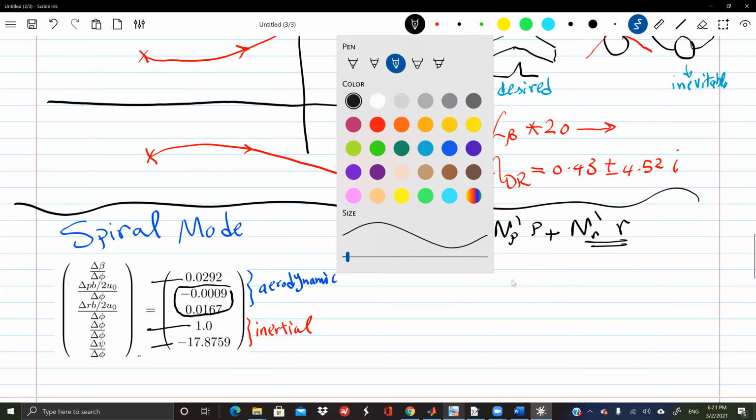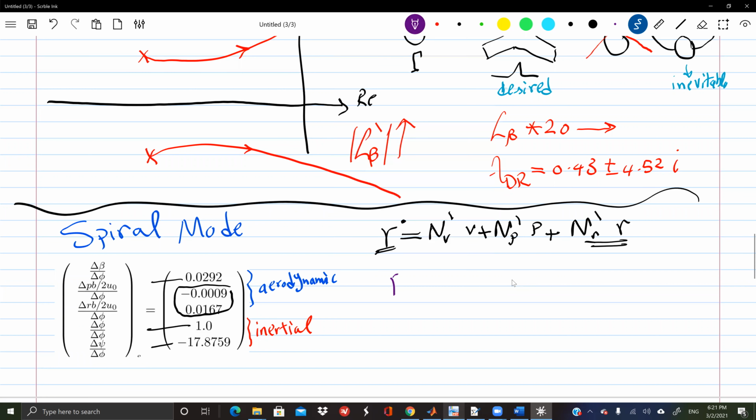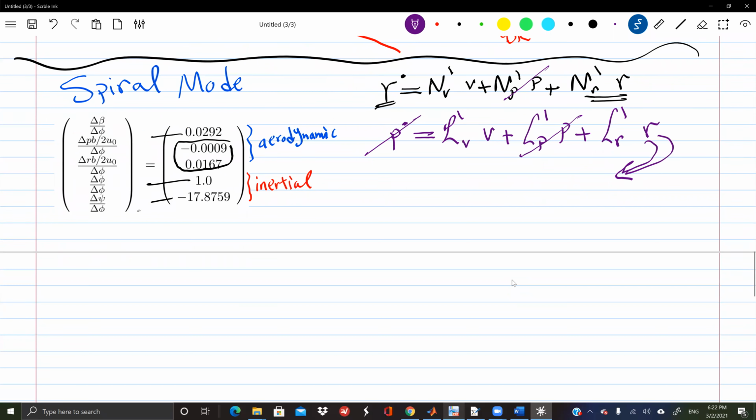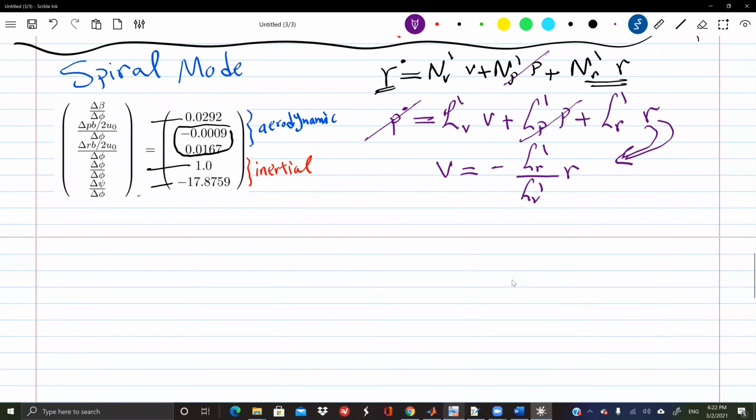When you ignore P but still use its dynamics, it's as if you're accounting for it in an indirect way. Here is the P dynamics: P dot is L_V times V, plus L_P times P, plus L_R times R. We're going to ignore P, but use this P dynamics to solve for V and get rid of it. Solving for V gives negative L_R over L_V times R, and we're going to substitute it here.